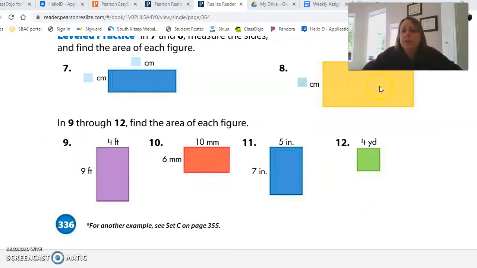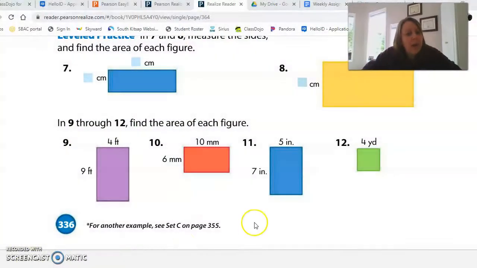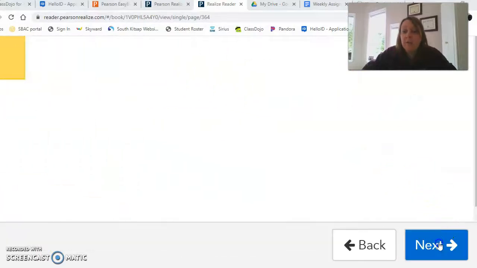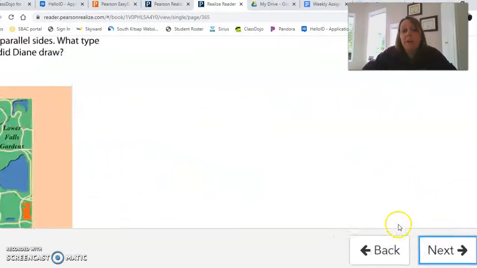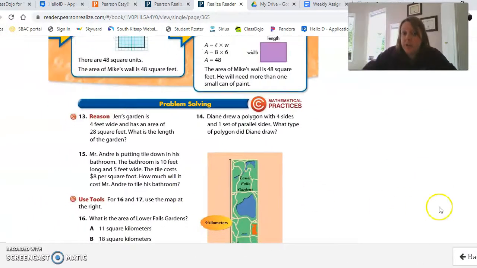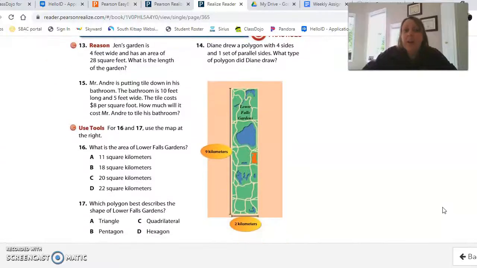Boys and girls, what I want you to understand is finding area is very, very simple. It's length times width, and this is not hard when they are all squares and rectangles. So I would like to see you move on and work on 9 through 12. And then, as always, in order to make yourself smarter, there are some great problem solving questions, and there's only 5 of them right here. That would be a great idea for you to exercise your brain and keep learning.